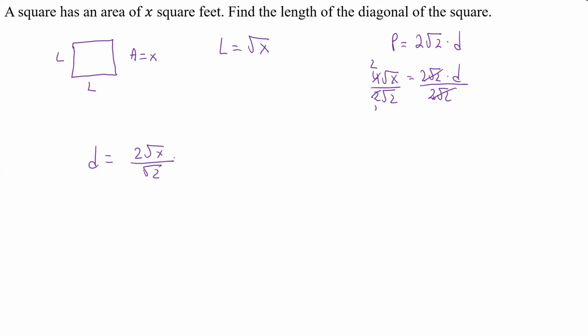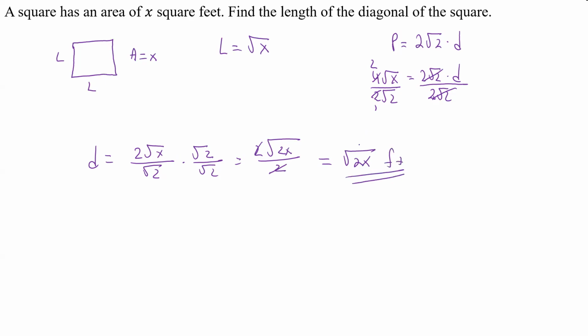Now we don't like square roots in the denominator, so let's rationalize the denominator. So that's going to give us what? 2 square root of 2x over 2. Well, guess what? Those cancel. And so our diagonal is just square root of 2x. And that would be feet.